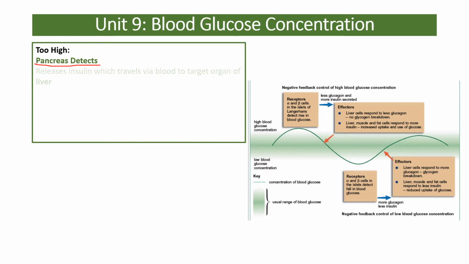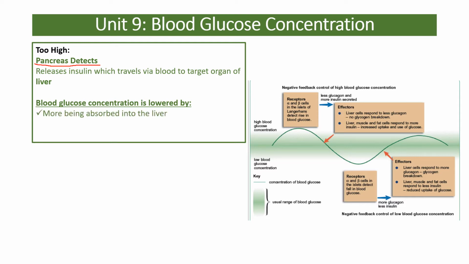The pancreas responds by releasing insulin, a hormone that travels via the blood to the target organ of the liver. It also affects the muscles, which you can get a mark for at GCSE. The negative feedback response is to lower that increase in blood glucose concentration. It does so by making sure the liver can absorb more glucose, taking it out of the blood into the liver. In the liver itself or in the muscle cells, it will increase the rate of respiration, which uses glucose up to release energy.